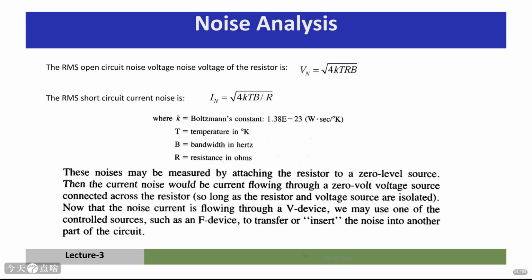To simulate a specific noise level, we can use these formulas to calculate the required resistance. For example, if we want a certain noise current, we can calculate the resistance needed. We can then model this resistor in the circuit and use controlled sources like F devices to inject the calculated noise current into the circuit.